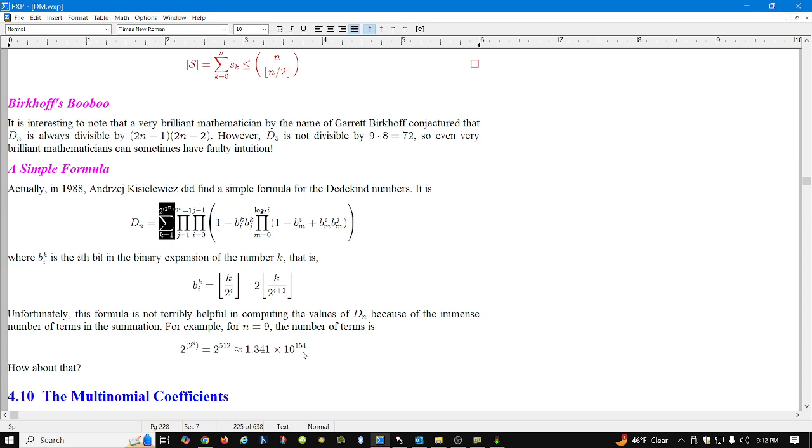So you could never use this formula. But it is curious, I think. It's weird.